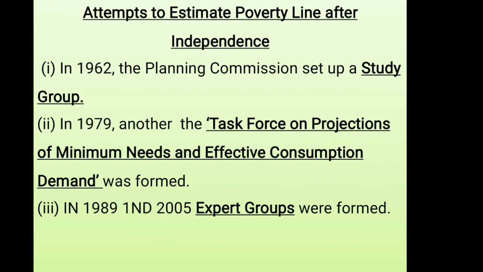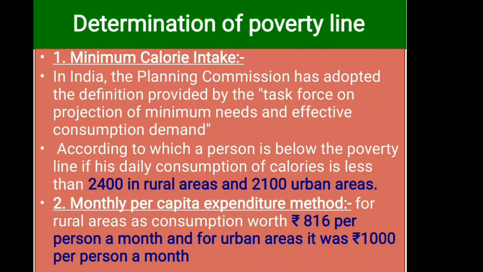Apart from that, after independence, we had many other methods. In 1962, the Planning Commission set up a study group, and in 1979, another task force on projection of minimum needs and effective consumption demand was formed. In 1989 and 2005 expert groups were made, and accordingly we had other methods for the determination of the poverty line.